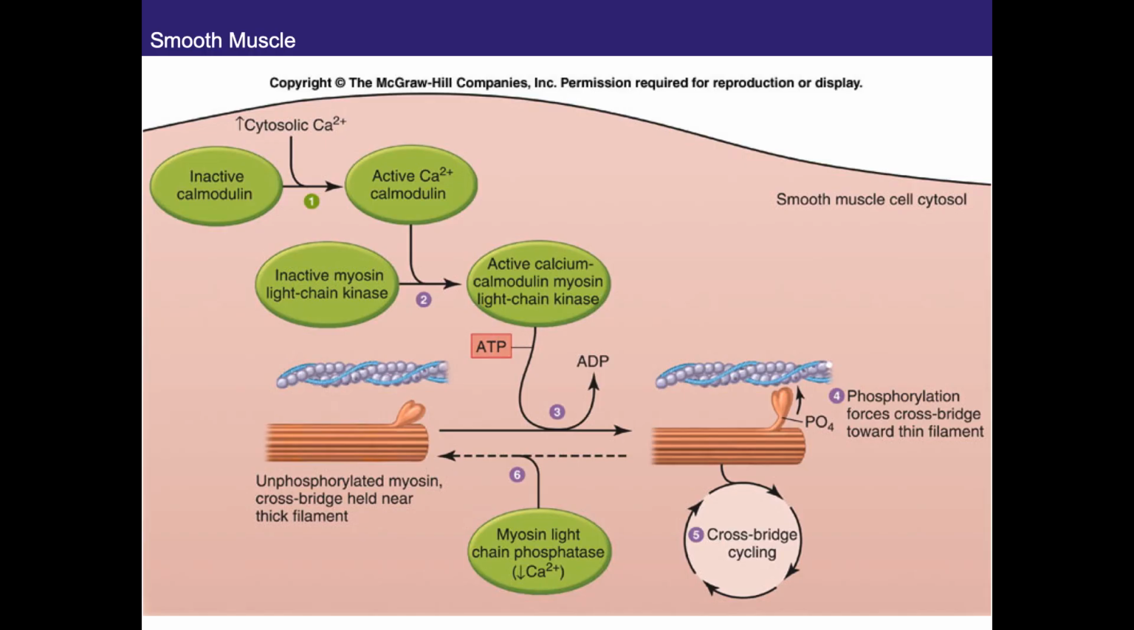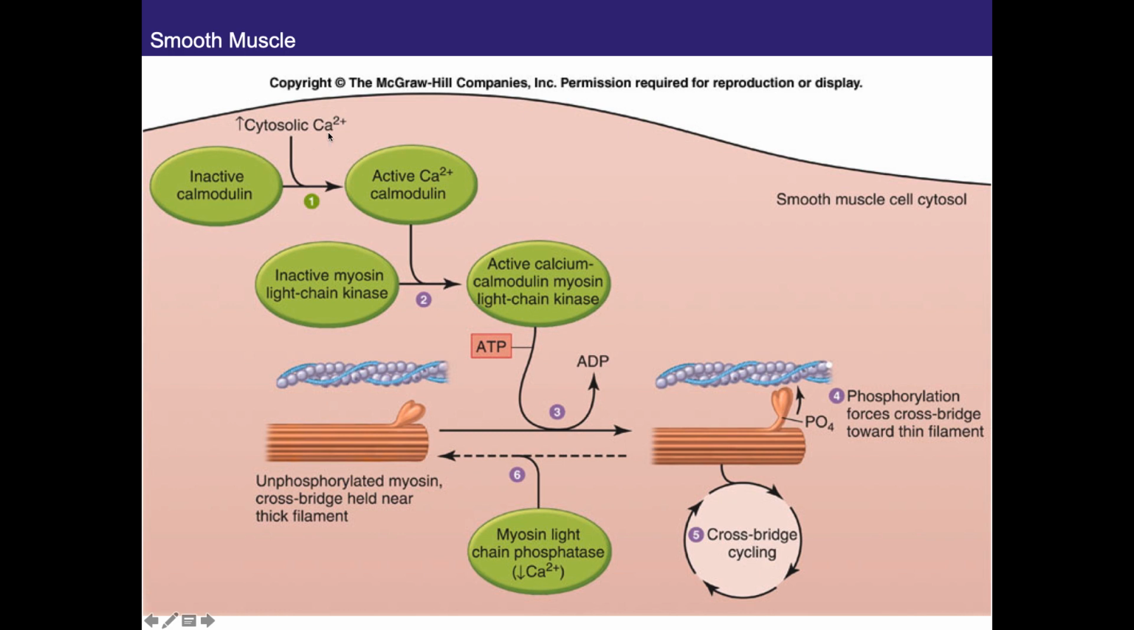All right, so I would star this particular diagram. This is giving you all the information that you really need about smooth muscle contraction. It does differ from skeletal muscle. So what you see here, the similarities between all three muscle types, skeletal, cardiac, and smooth muscle, is they all depend on an increase in intracellular calcium.